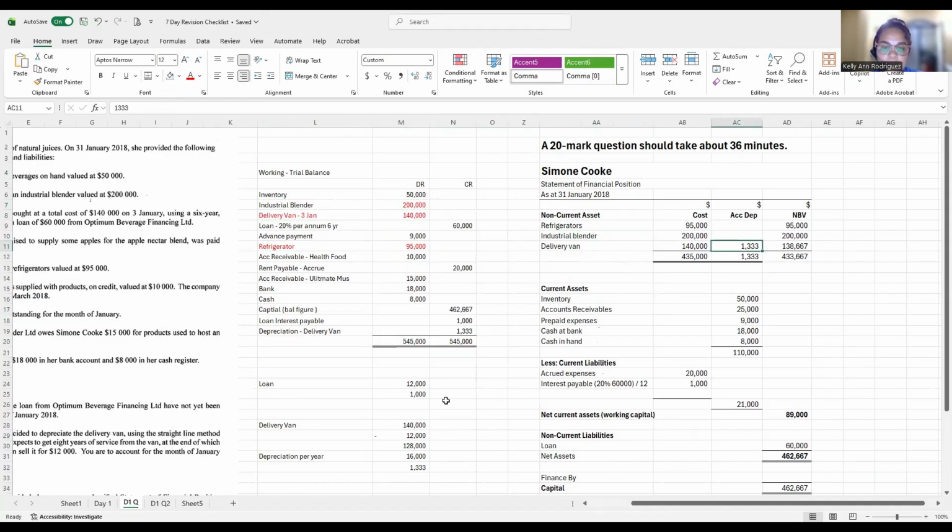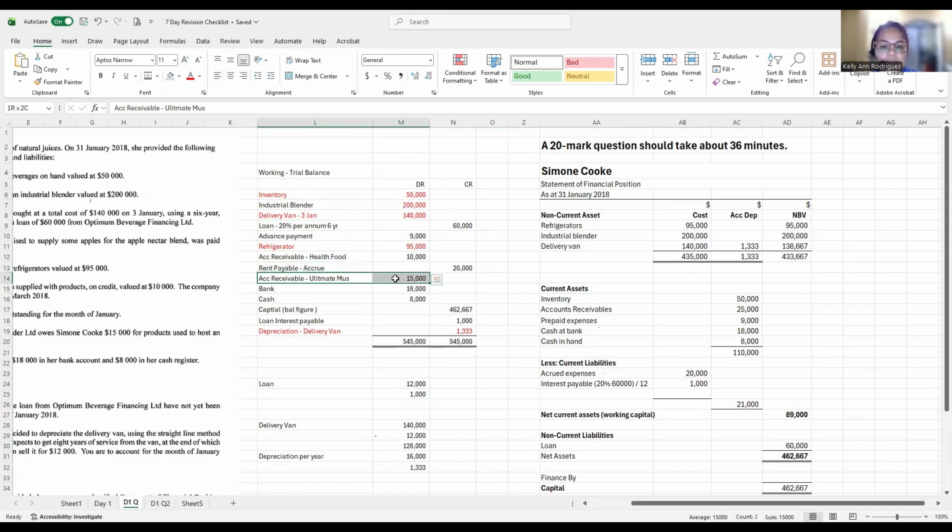Make sure you deduct your accumulated depreciation, which is 1,333, get your net book value, and that is your net book value of your non-current assets. Moving on now, you have your current assets. So you start with your inventories. Then you have your advance payment. You have your accounts receivable, your two accounts receivable.